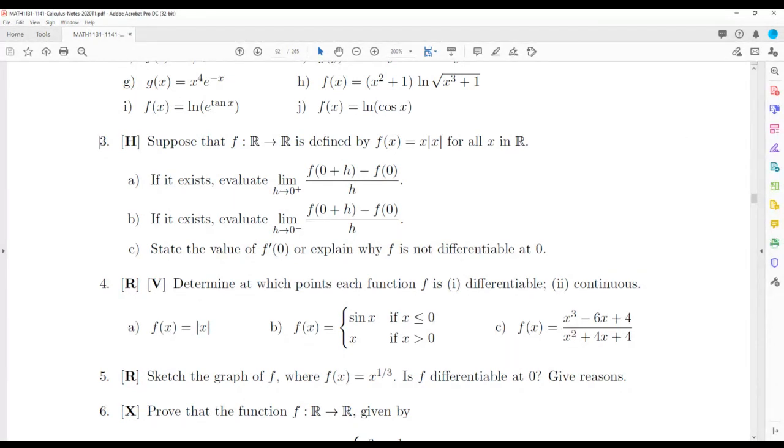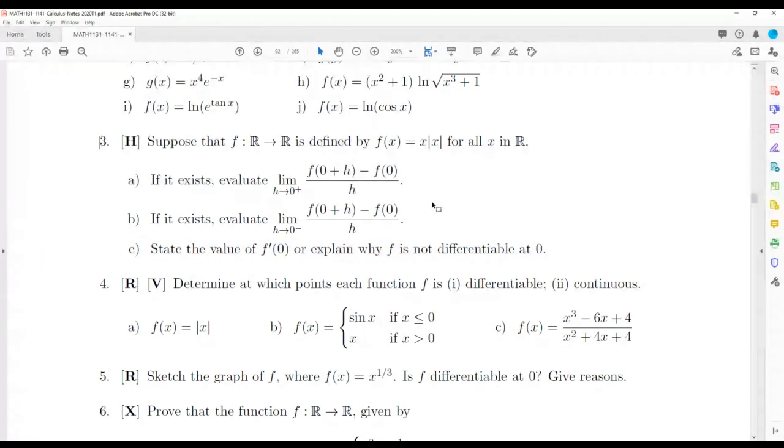But if you take a graphical approach to this question, it's pretty easy what's going on, right? So we've got this function here, which is the product of x with the absolute value of x, okay? And you're asked to compute these limits if they exist, and then state the value of the derivative of the function at x equals 0 or why it's not differentiable, okay?